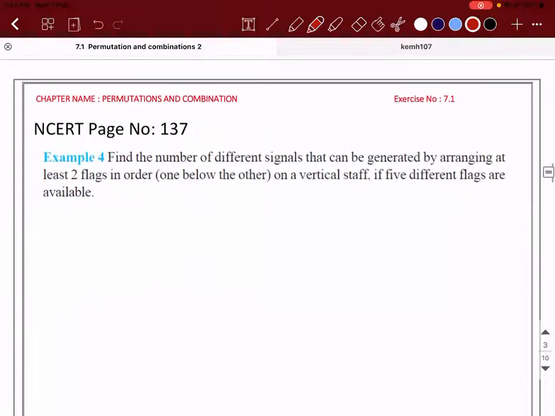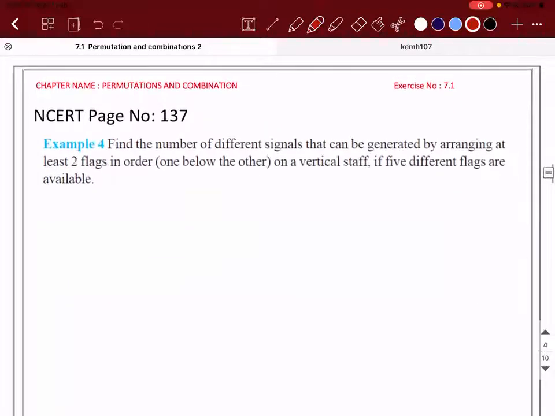Right. These are all very simple. So I'll do one more problem and go to the next exercise. Find the number of different signals that can be generated by arranging at least 2 flags in order, one below the other on a vertical staff, if 5 different flags are available.